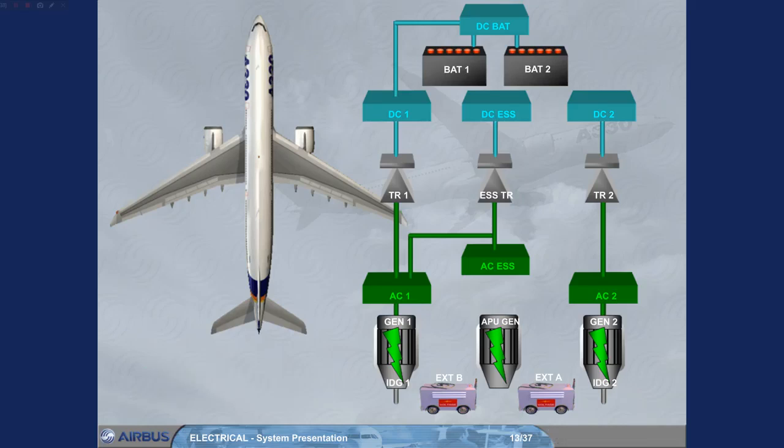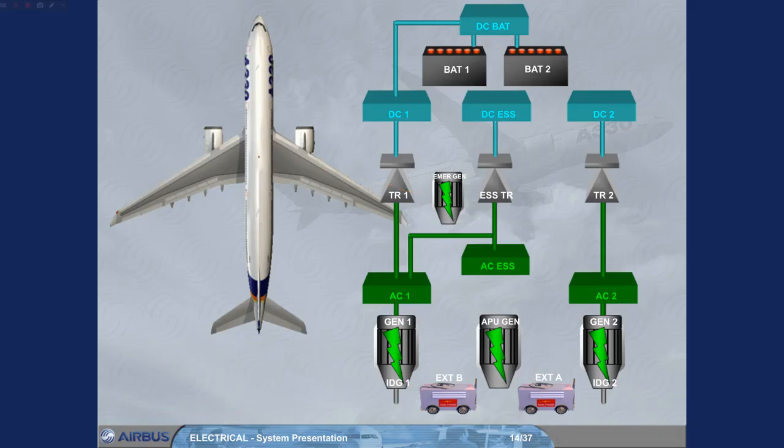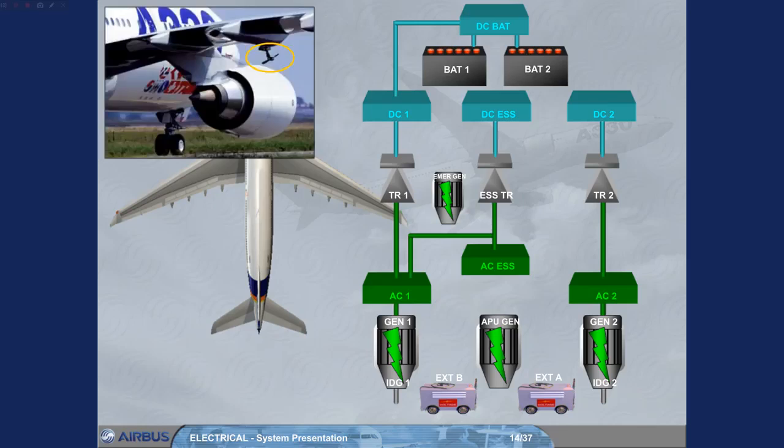As a backup, there is an hydraulically driven emergency electrical generator, EMER-GEN. It is powered by the green hydraulic system. The green system can be supplied by a ram air turbine, RAT, which extends in case of severe hydraulic failures. The RAT is located under the right wing.